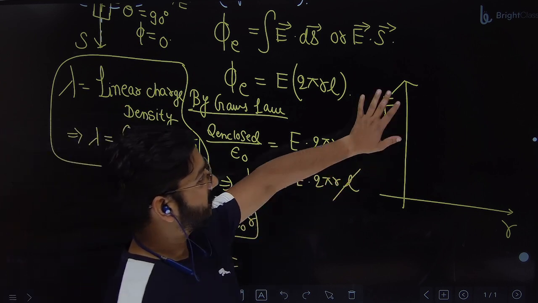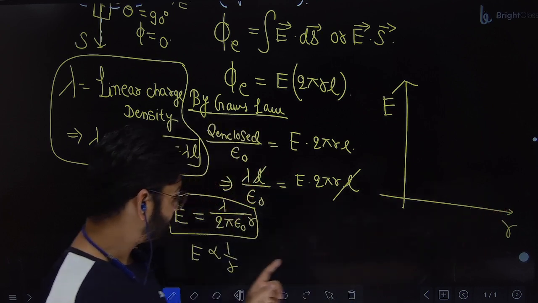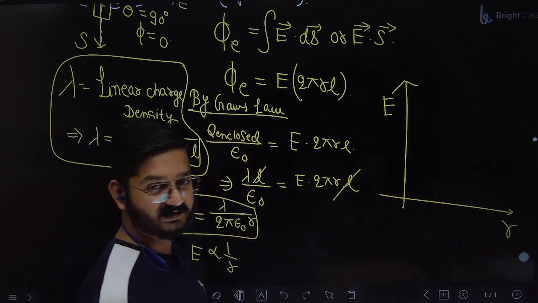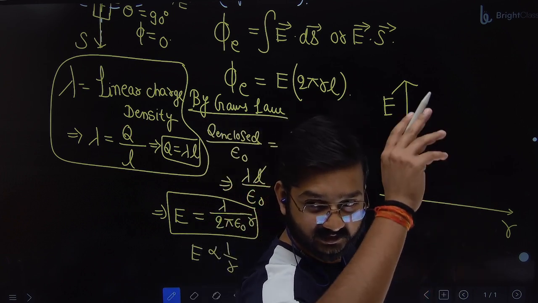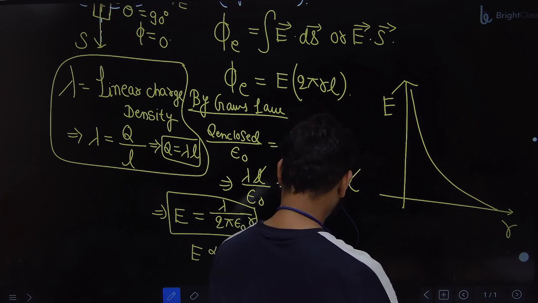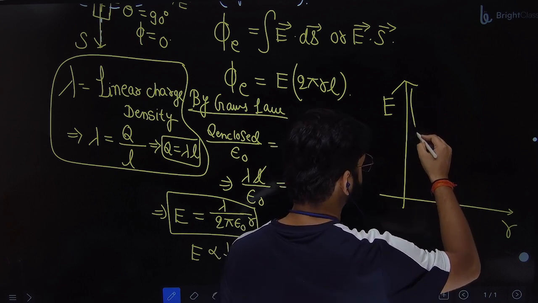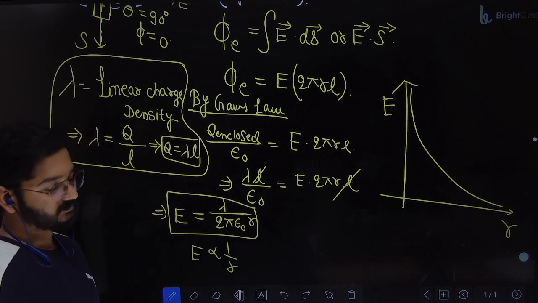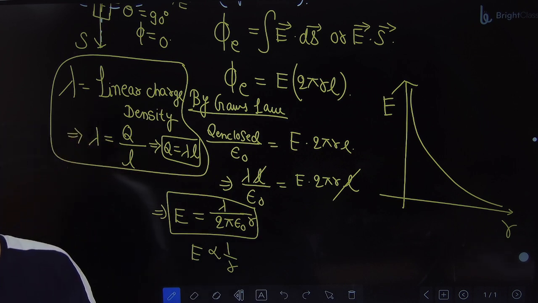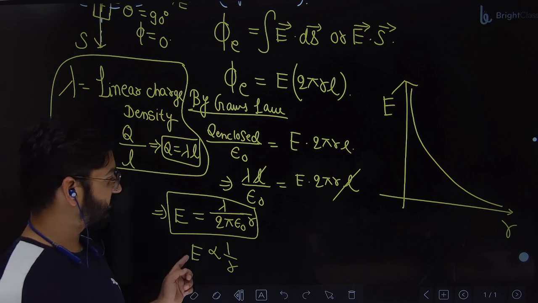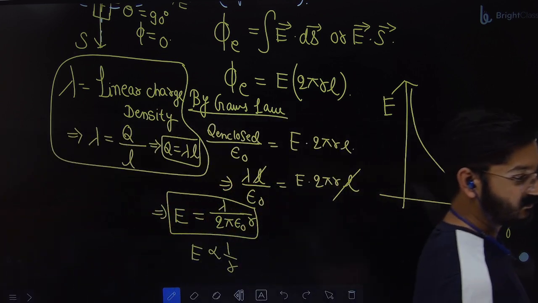Okay? We have to draw the graph between electric field and distance. If you see the relation, electric field is inversely proportional to distance. What is the graph of inversely proportional? Decreasing, decreasing. It will not touch the x-axis. It will be a decreasing graph. Why? Because it is inversely proportional.